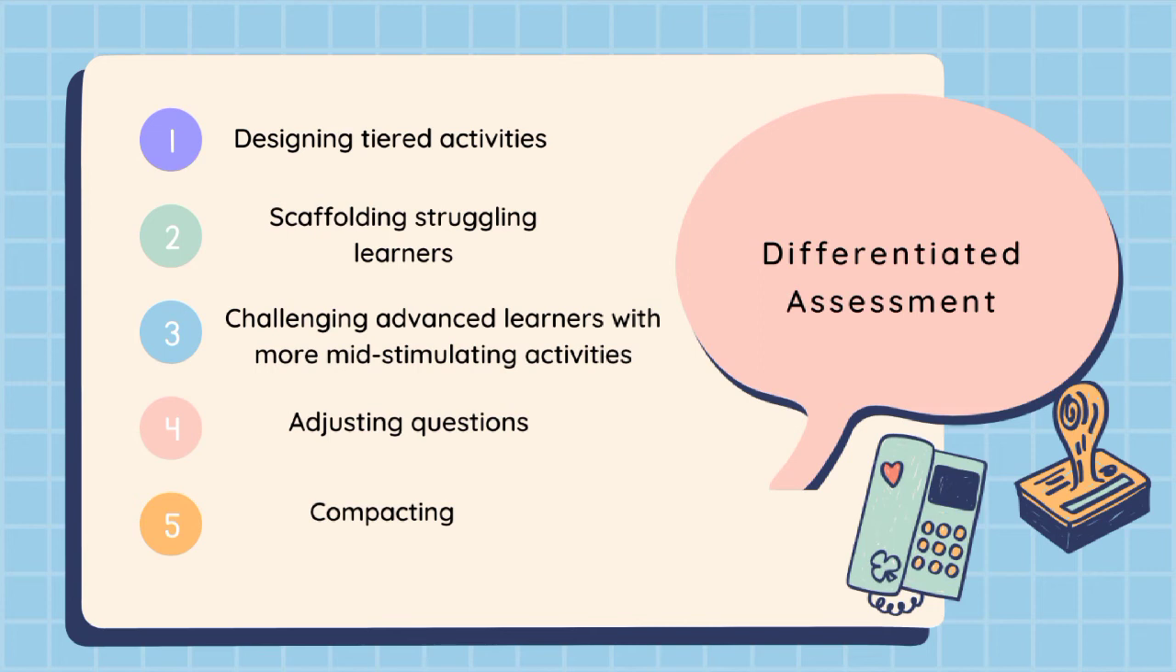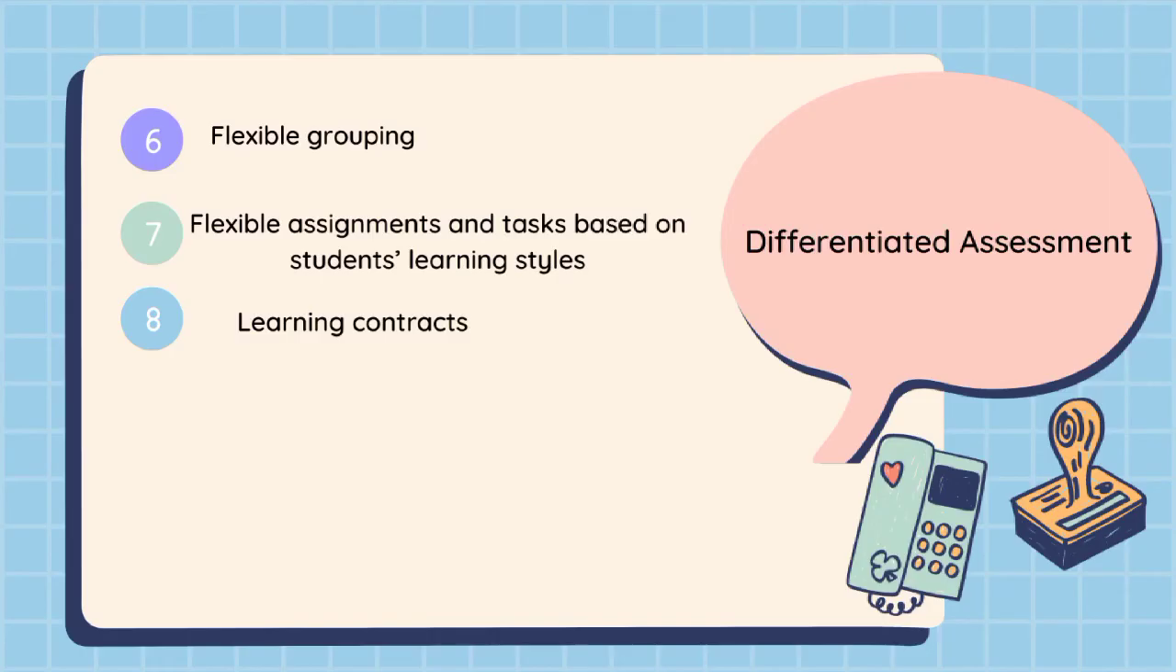Teachers should adjust the questions based on the ability and learning styles of the students. Fifth is compacting. This is a differentiation method that teachers can use to make sure that all of the students are challenged. Sixth is flexible grouping. This provides opportunities for students to be part of many different groups based on their readiness, interest, and learning styles. Seventh is flexible assignments and tasks based on students' learning styles.